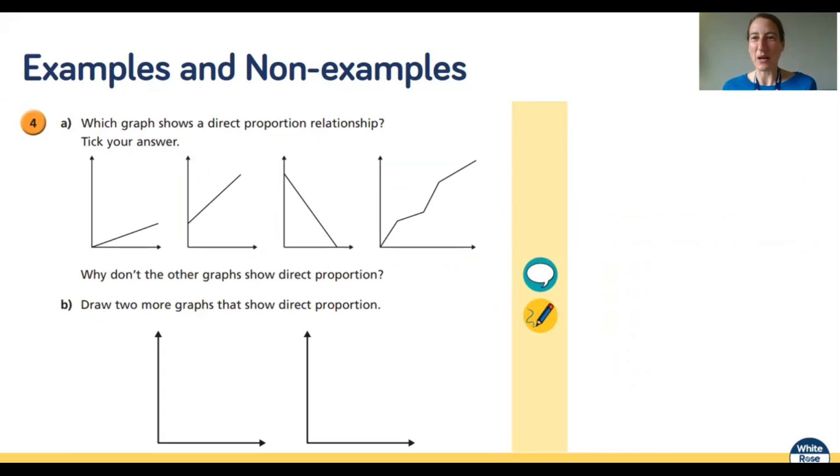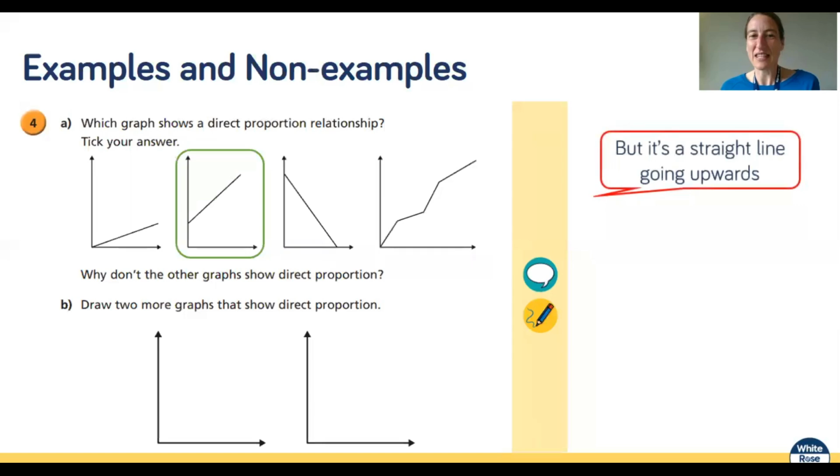And here's another lovely question from the premium resource. I really like using the idea of examples and non-examples to really check understanding. So of course here, if we look at part A, which graph shows a direct proportion relationship? Well, it's just that first one, but I like exploring with the students the other three. So for instance, this one, some students have the misconception that this is a direct proportion relationship because it's a straight line and it's going upwards.